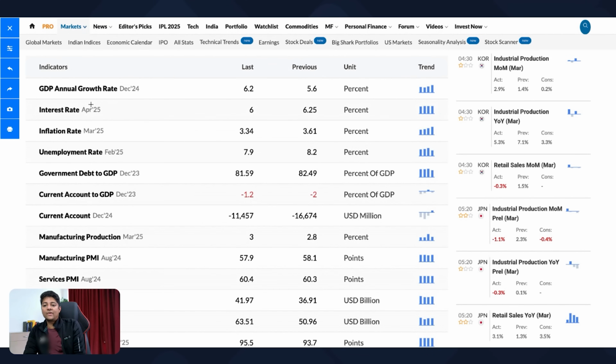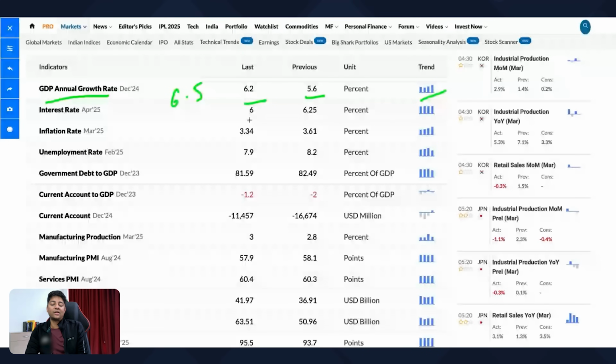First of all, I need to see whether the GDP growth rate is rising, right? The previous was 5.6, now it is 6.2, and there are some indications that it might go to 6.5 as well. And the trend, as you can see, is rising, which is a good trend. Interest rates ideally should go down, but interest rates are rising, so it is not a good trend. Ideally, I want the interest rates to go down as much as possible.